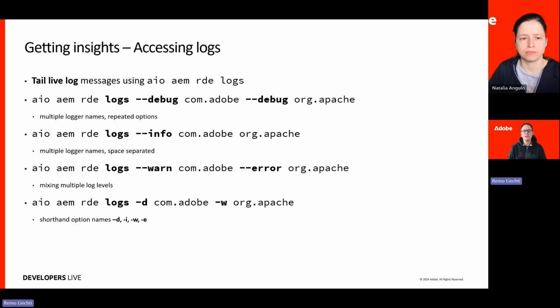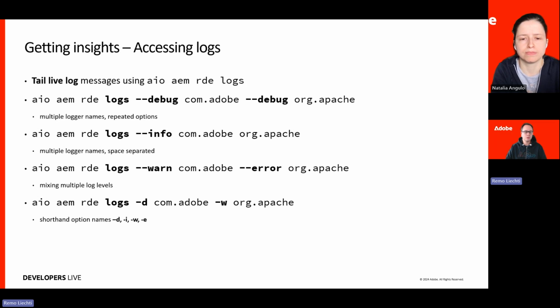So this is really live logs, like a tail -f that you do on whatever log file that you have in your quick start. Here it's just the same thing. It goes to the RDE on the cloud and prints out those logs to your console.